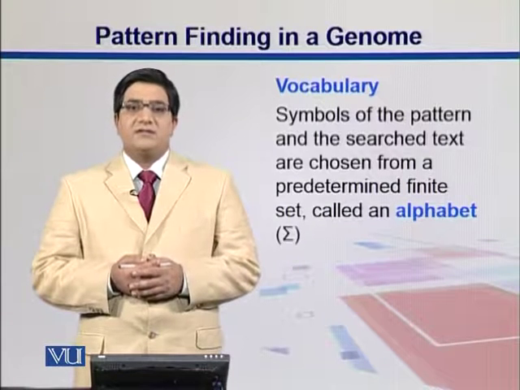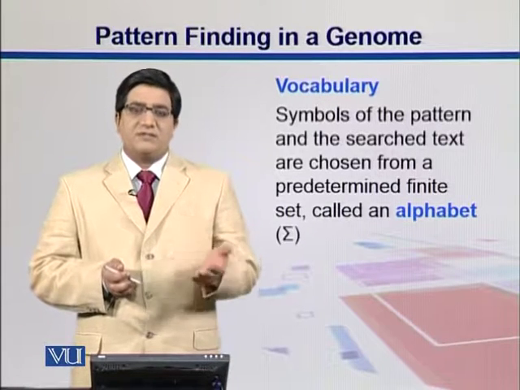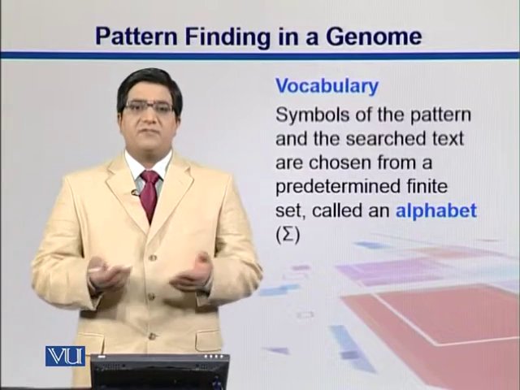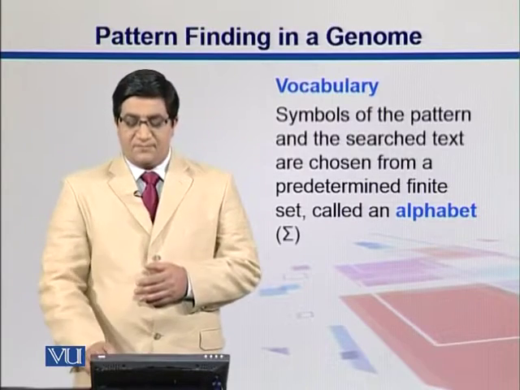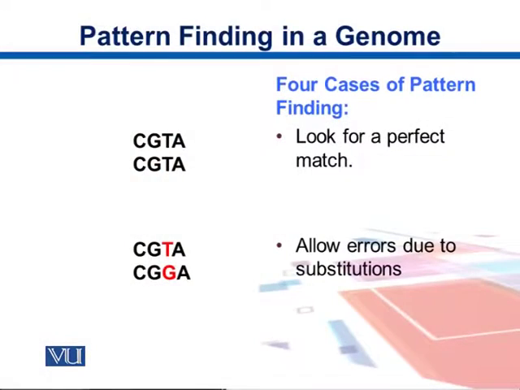In the same way, the search space, or the sequence in which we are looking for the pattern, is also derived from some alphabet. There are 4 different ways in which we can find those patterns. We can look for a perfect match. For example, here we look for this pattern to be exactly the same, with exact matches. So that is exact matching.